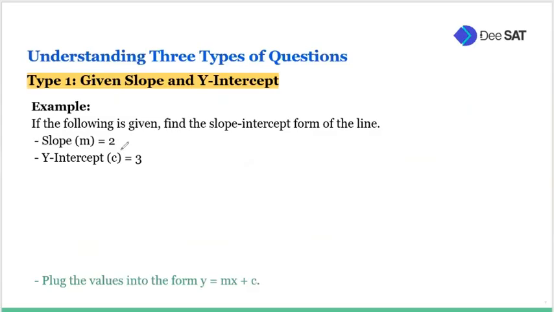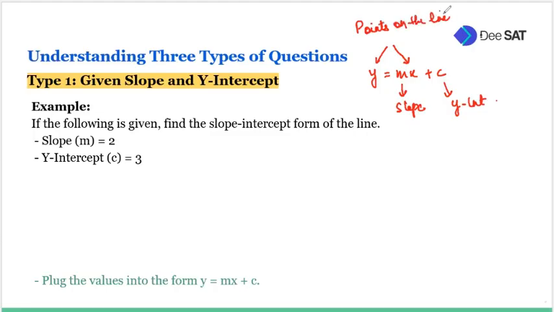Now, moving ahead, understanding the three types of questions. For the slope-intercept form, I would like you to understand how you can find that. For the case when I say y is equivalent to mx plus c, to find the slope-intercept form of the equation, you always need the slope and c, the y-intercept. Always remember that the points y and x are the points on the line, which normally satisfy the line.